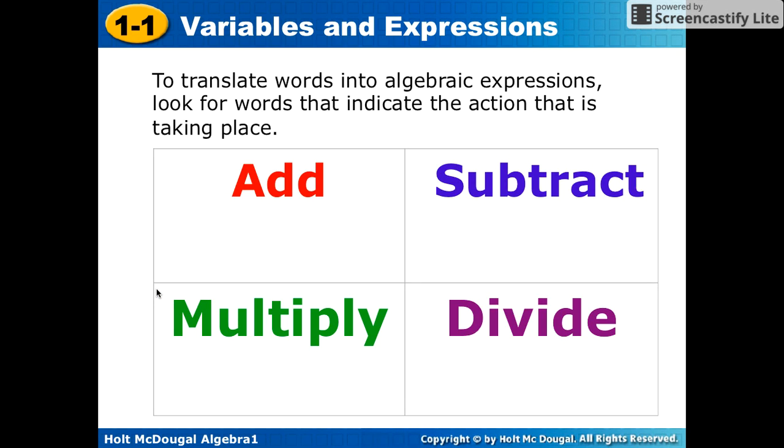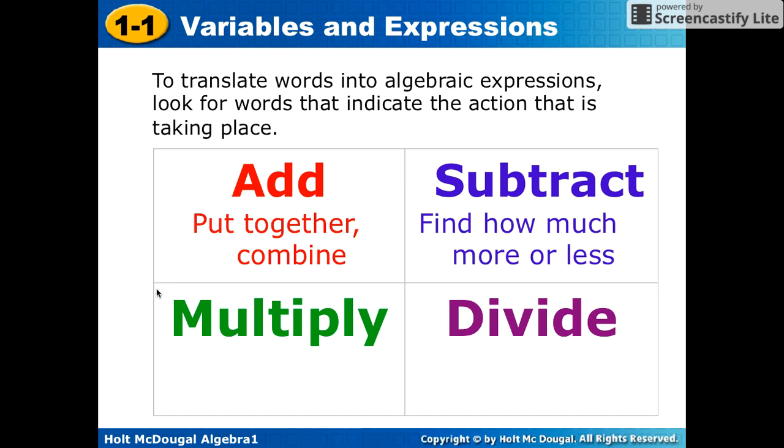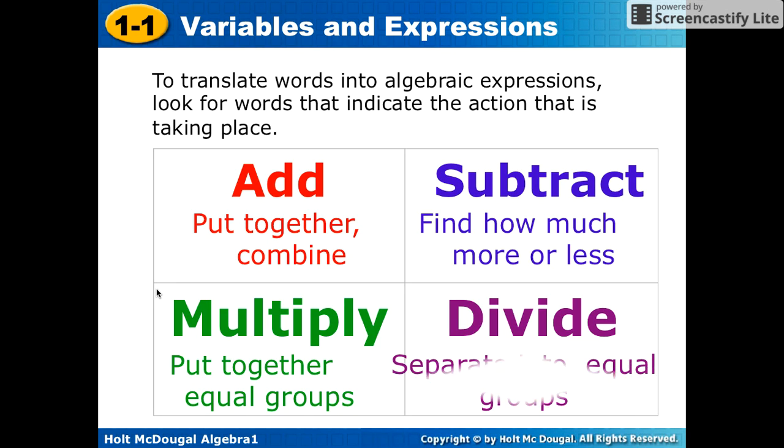To translate words into algebraic expression, look for words that indicate the action that is taking place. For addition, you think of words that mean put together or combine. For subtraction, find how much more or less. Multiply, put together, equal groups. Divide, separate into equal groups.